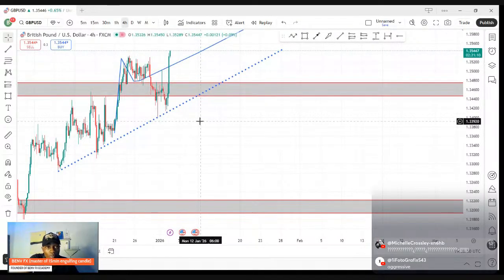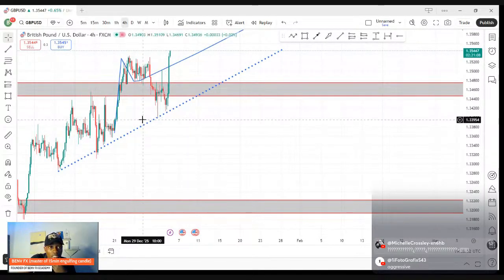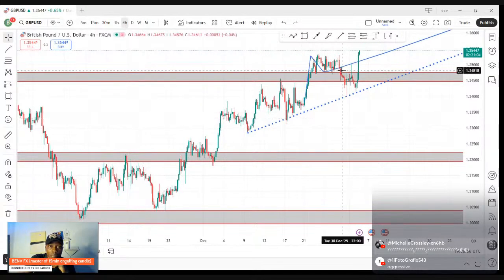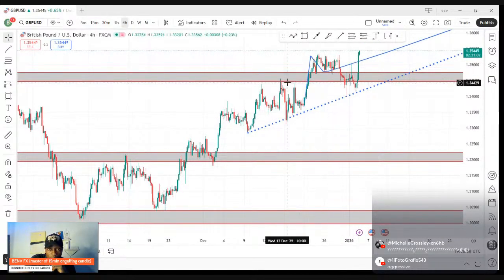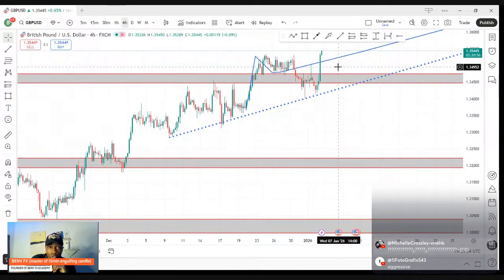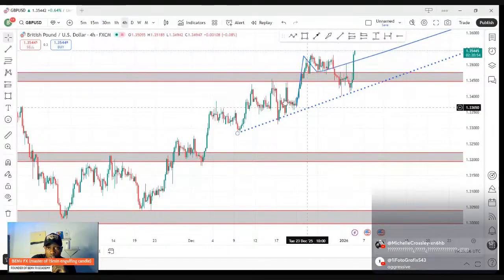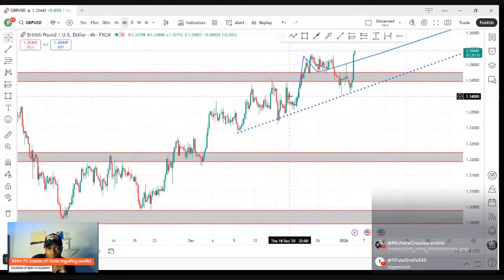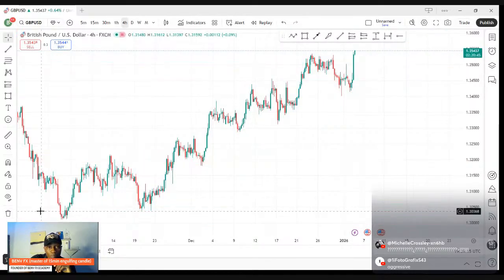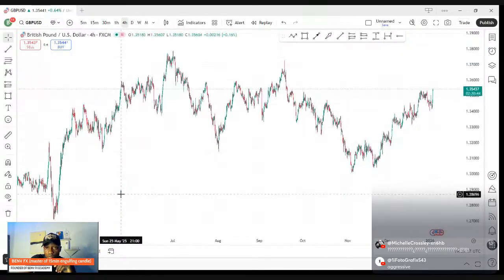So this is GBPUSD. My initial analysis is for the market to break above this particular resistance level, then retest the resistance level, then move to the upside. But what exactly do you see? The market came to this particular inner support level. I'm going to clear all this now. The market broke above this particular resistance level.